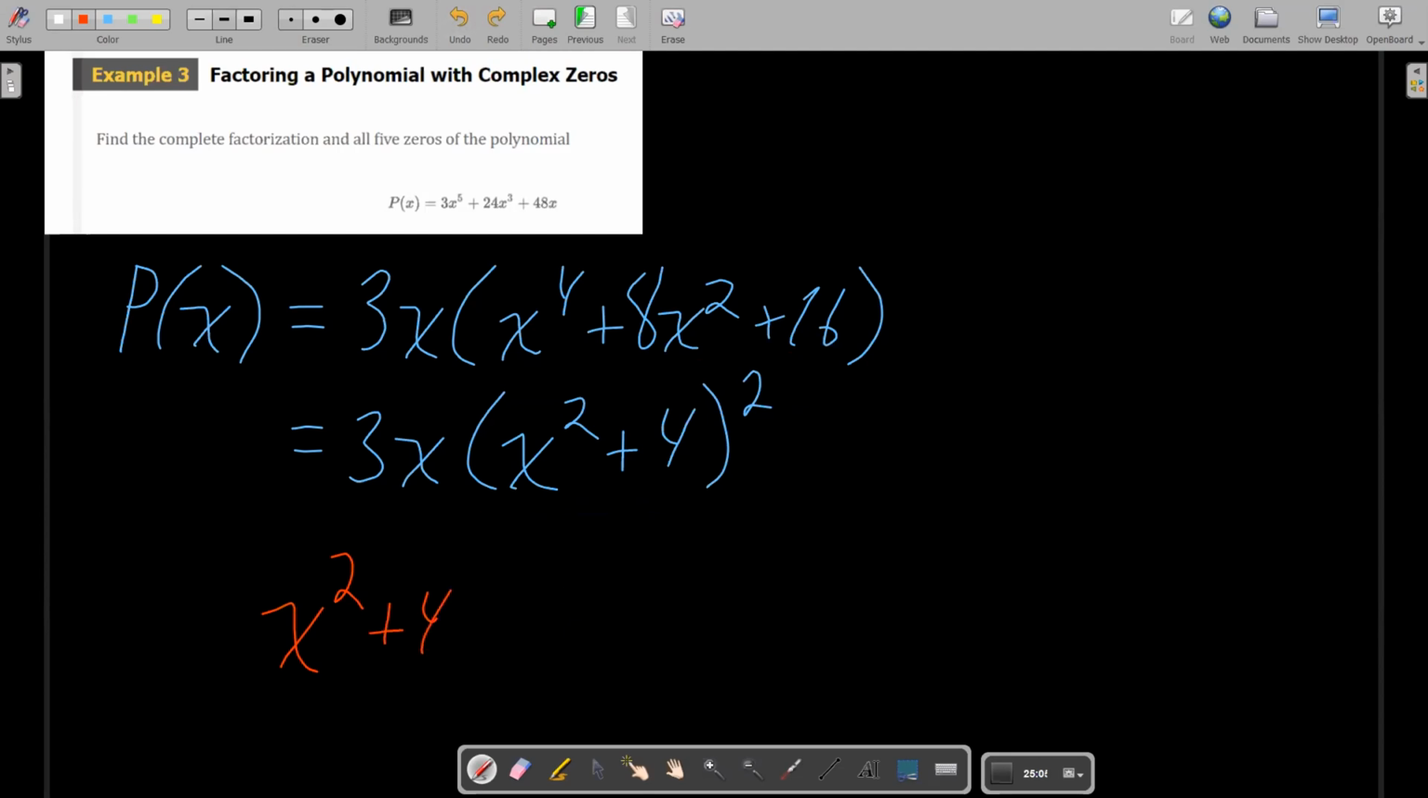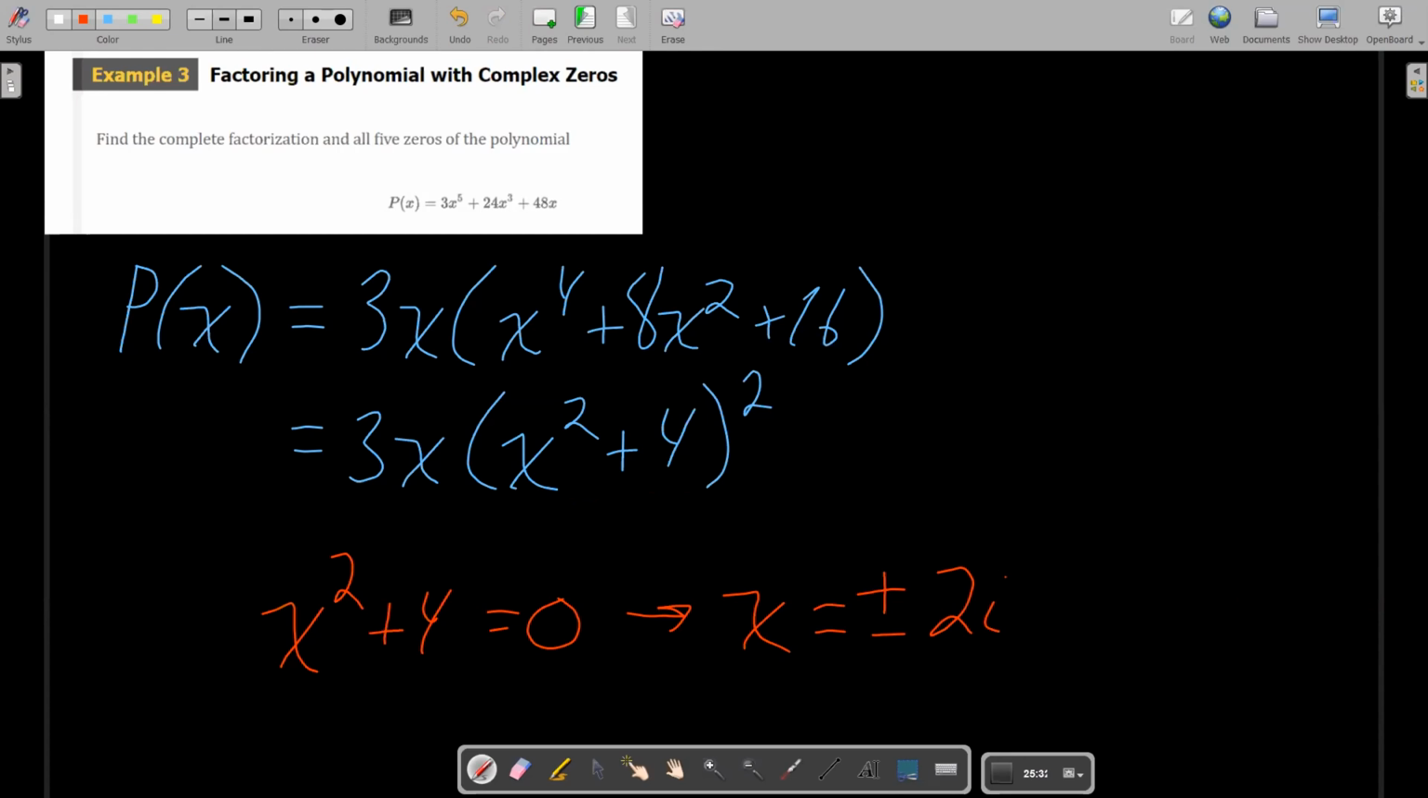I shouldn't have said that, sorry. We're just setting the factor equal to 0, so nothing changes. I just shouldn't have included the squared part. I should have just done x squared plus 4 is equal to 0. And of course, this means that x is equal to plus or minus 2i. Okay, so we've seen something like that before. So we have x is equal to plus or minus 2i.